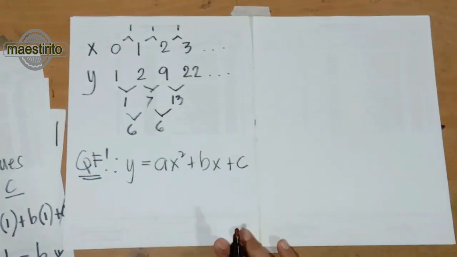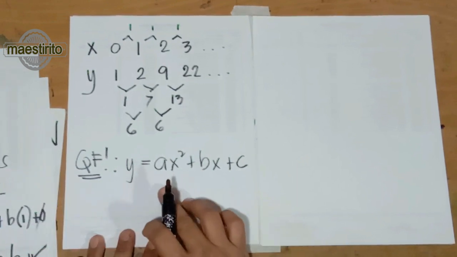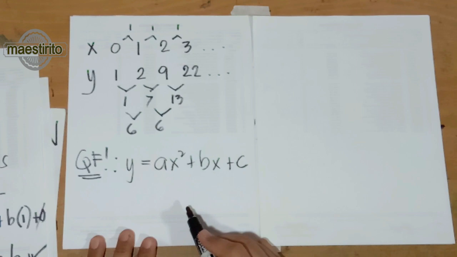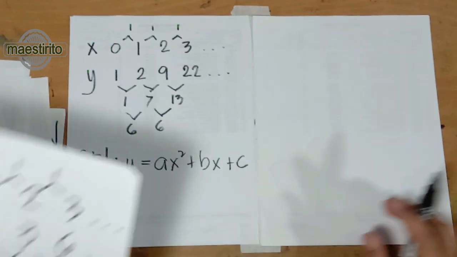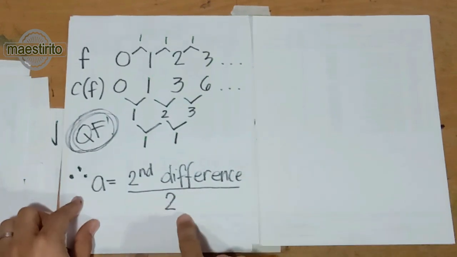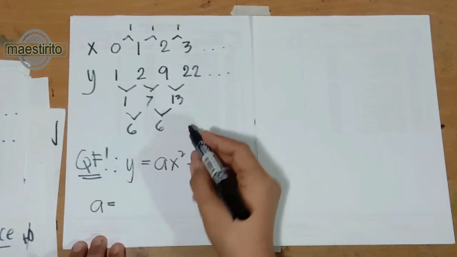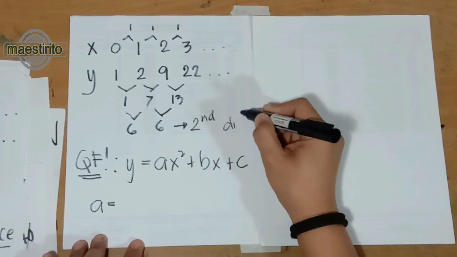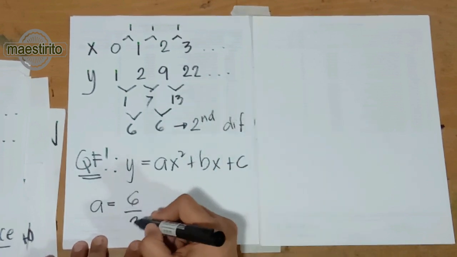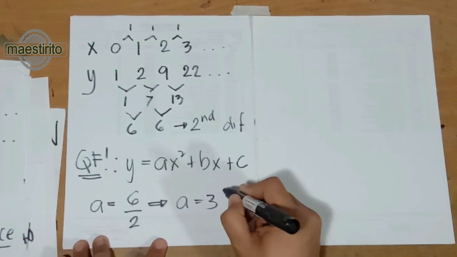So, by using the shortcut, it says here that your a is the second difference divided by 2. So therefore, for a, what is the second difference? So this is the second difference. So 6 divided by 2. Therefore, your a is equal to 3.